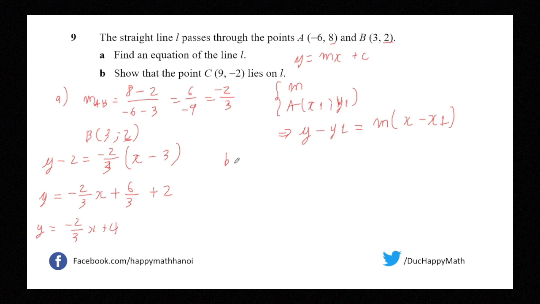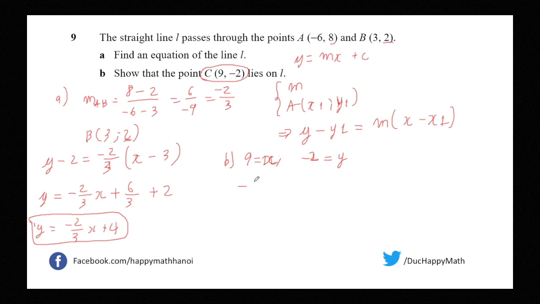Now question B. How can you show that the point C lies on L? If a point lies on a straight line, it means the coordinates of that point have to satisfy the equation of the line. When you have C as 9 and minus 2, it means 9 equals x and minus 2 equals y. So substitute these values of x and y, and you see whether the point will satisfy this equation.